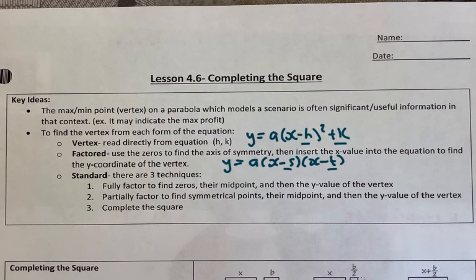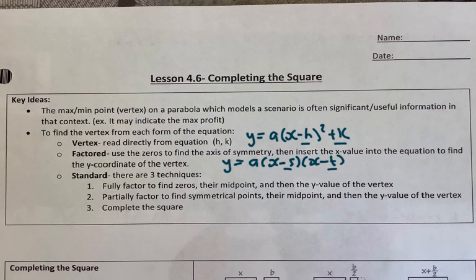Then take the x value, the axis of symmetry, insert it back into the equation to find the y coordinate of the vertex. And then for standard form, there are 3 different ways to find the vertex. First, you can factor it completely, find the zeros, and then do what you did in the second point, which was find the zeros, find their midpoint, and then plug that into the equation to find the y value.